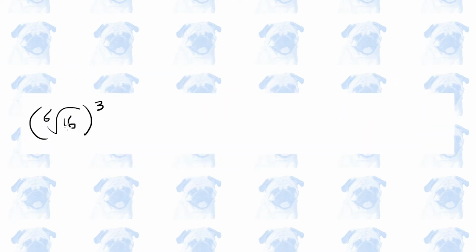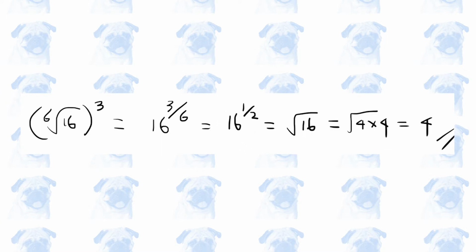We have the sixth root of 16 cubed. This can be rewritten as 16 to the power of 3 over 6. And 3 over 6 is a half, so 4 is the answer.